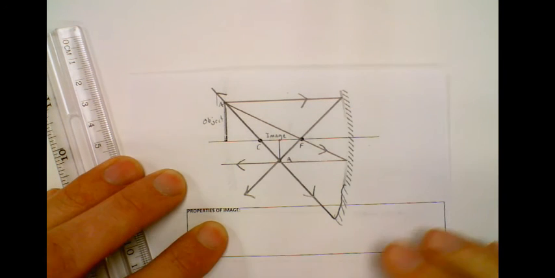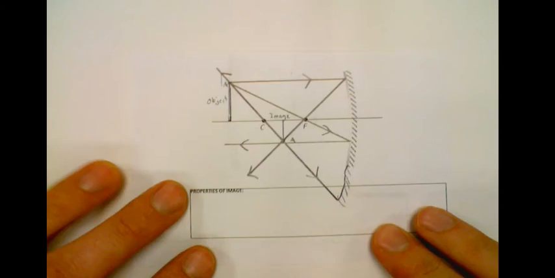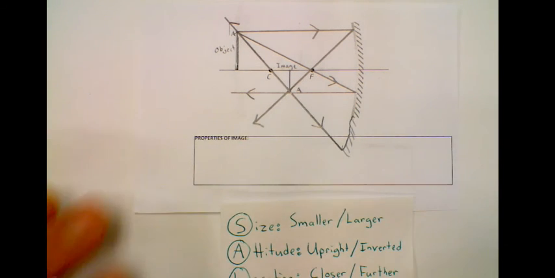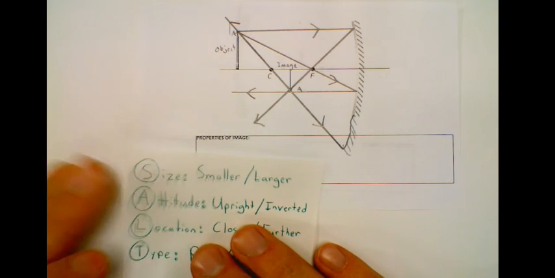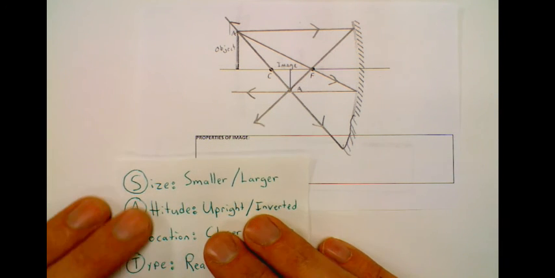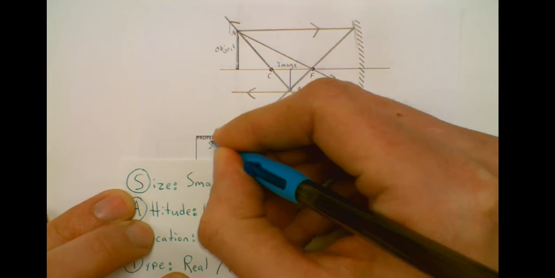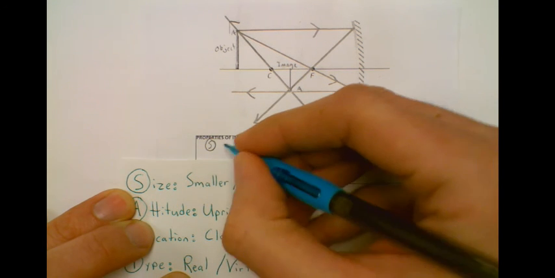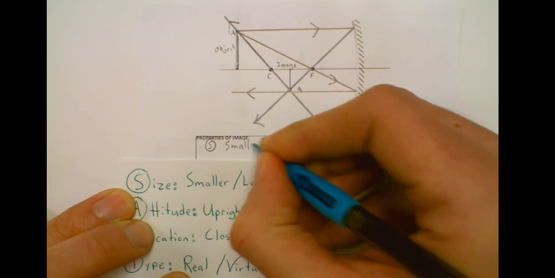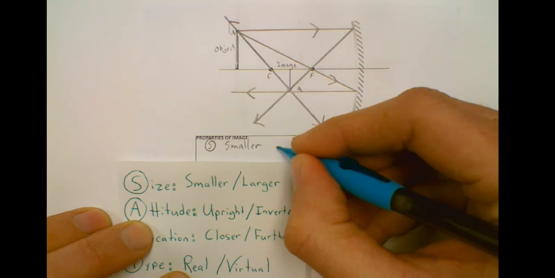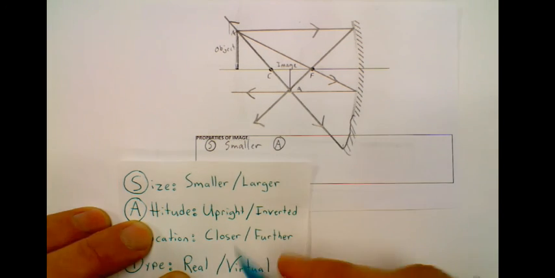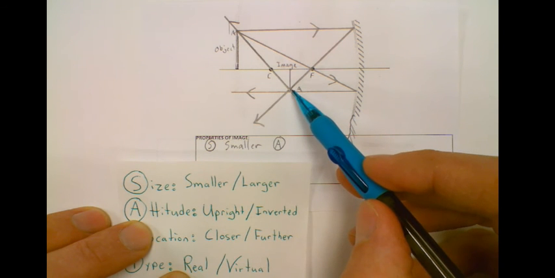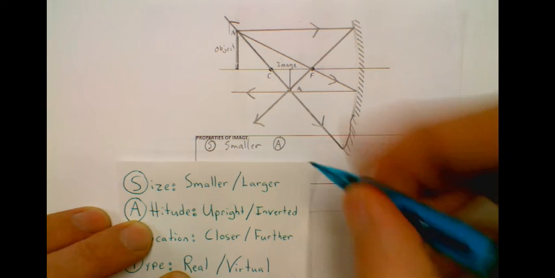To help us understand this better, we can think of the properties that this image has. The different properties of an image are the size. Size can be either smaller or larger. In this case, it's smaller than the object. The attitude, which is the physics term for whether it's upright or inverted, and in this case it's inverted, because you see here that the top of it is actually facing down now. So we will put inverted.